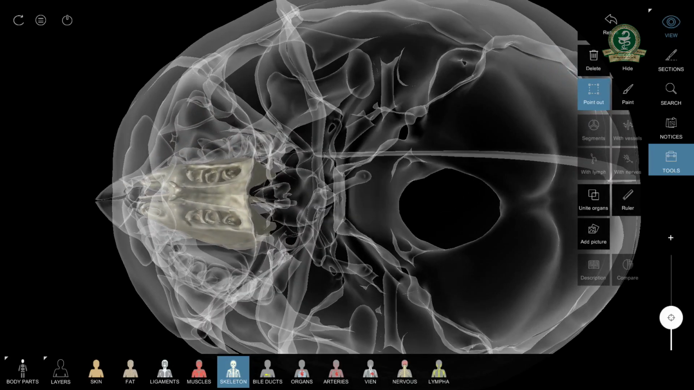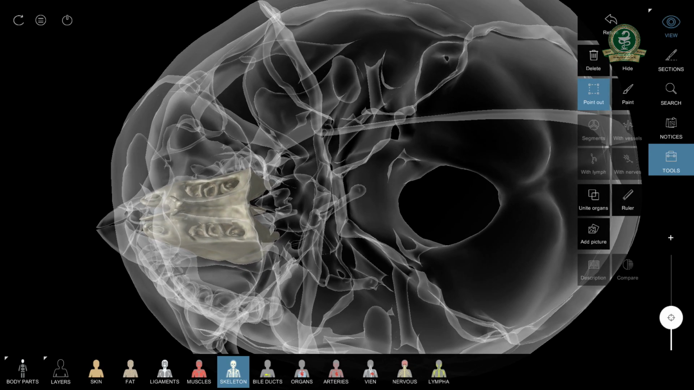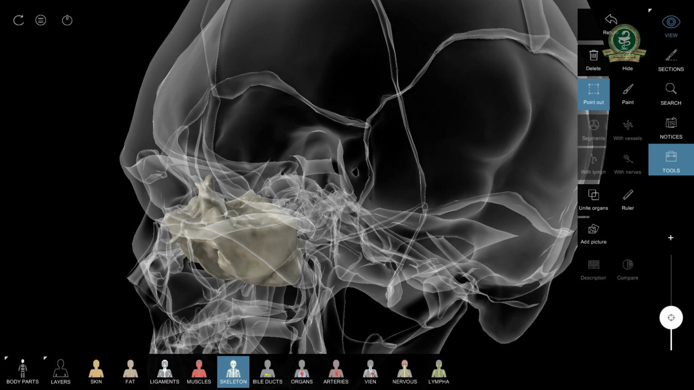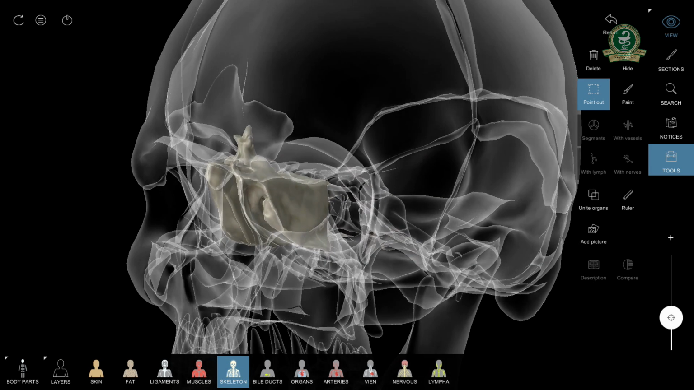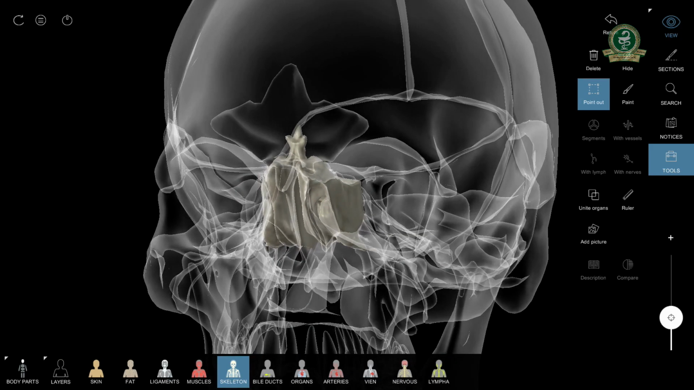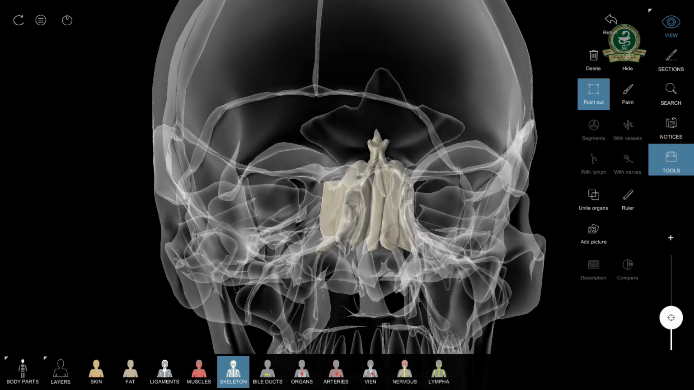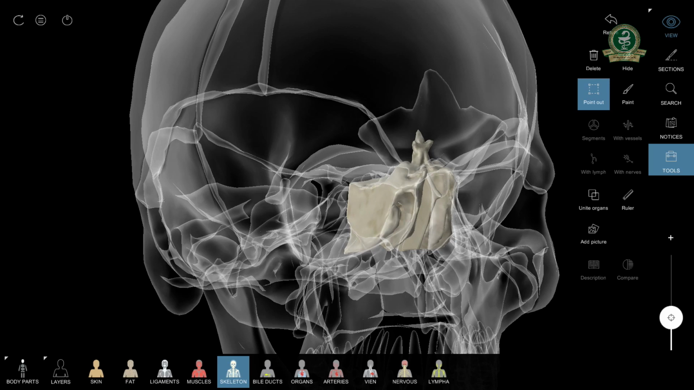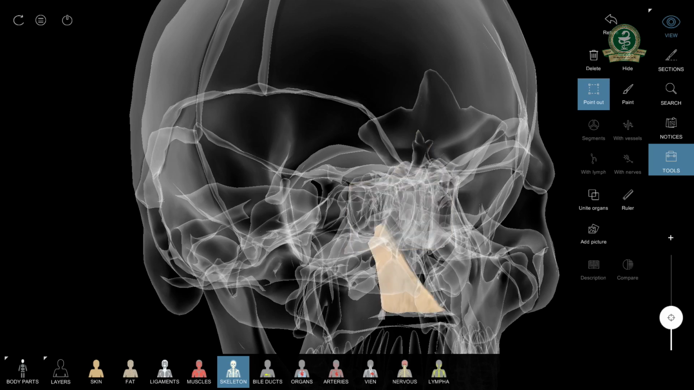This one is the air cells, and the middle wall of the orbit. When we are looking like this, this one is the orbit, and they are forming the middle wall of the orbit and the superior portion of the nasal septum. Where is the nasal septum?